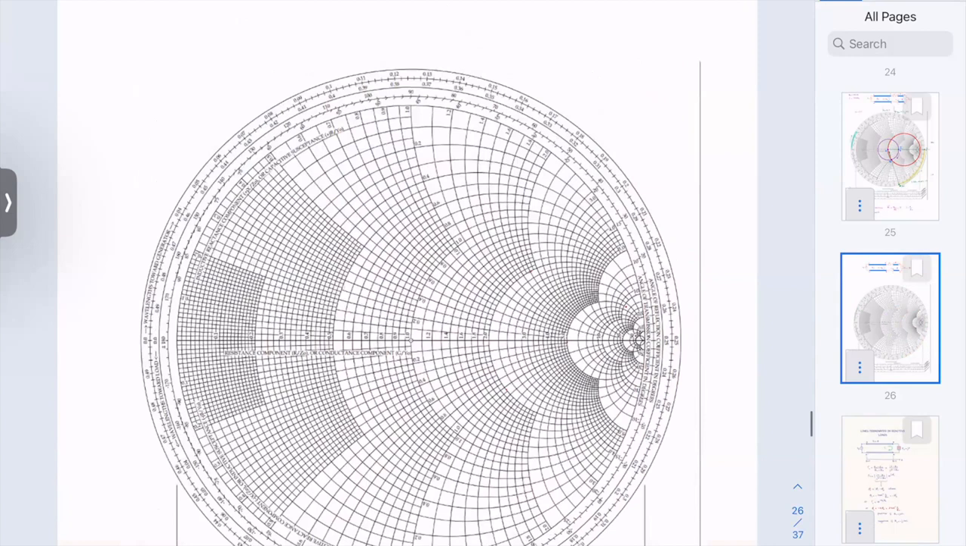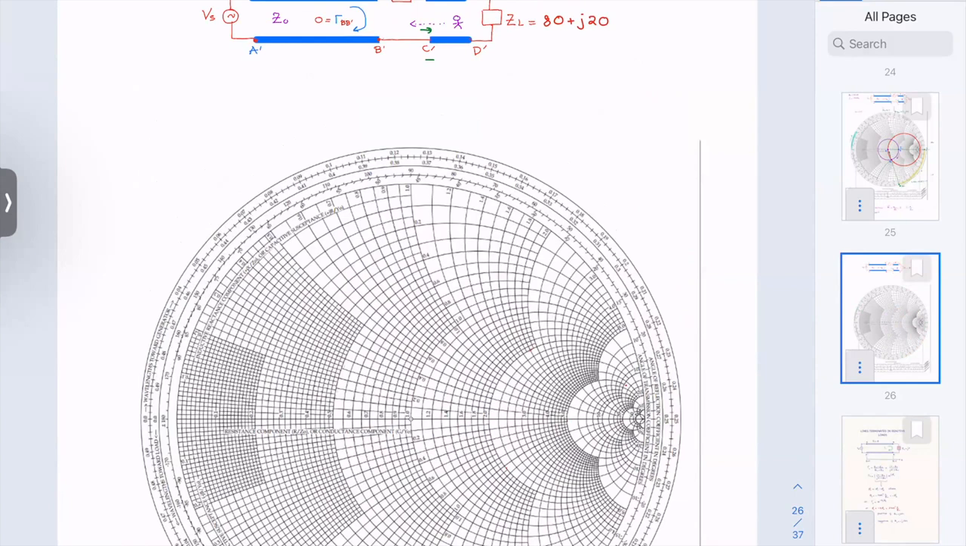Okay, first of all, normalize everything. What is characteristic impedance? 50 ohms. So let's write the normalized load. That's the only thing we have. So the normalized load here is 80 divided by 50, which is 1.6, all right? Am I right? Plus J 0.4. All right, 20 divided by 50. Okay, so now that's what we have. Everything else remains the same. So now we have to go and find that impedance normalized.